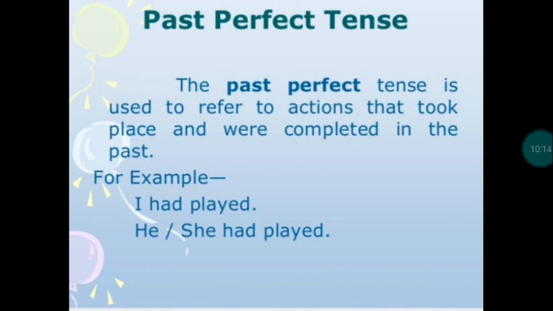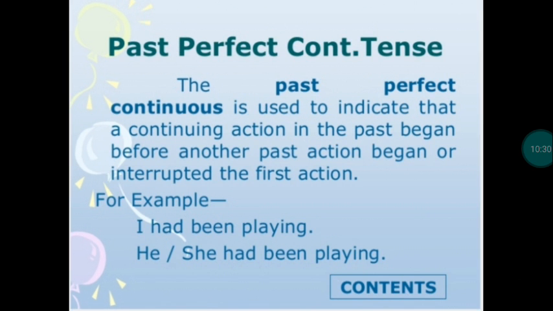Then the past perfect tense is used to refer to actions that took place and they were completed in the past. For example, I had played, he had played, she had played. That action is over and completed in the past.